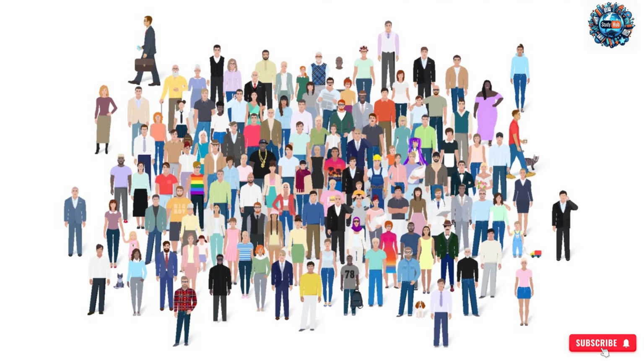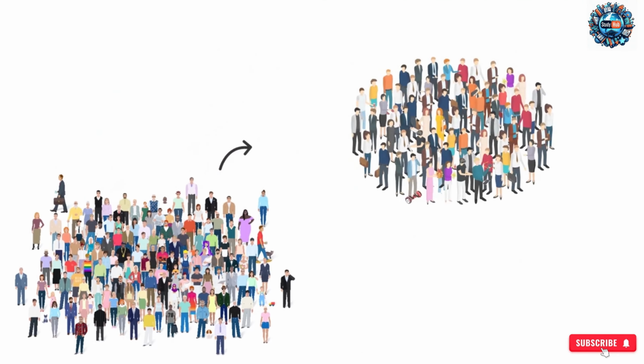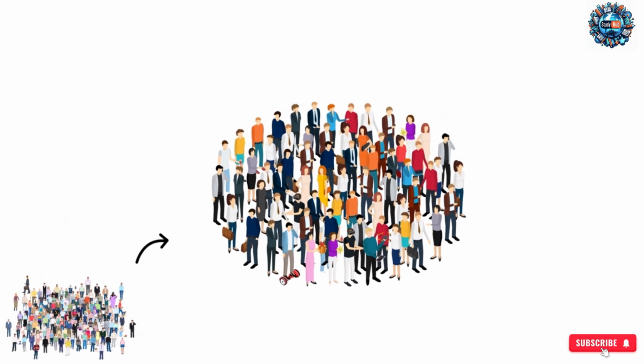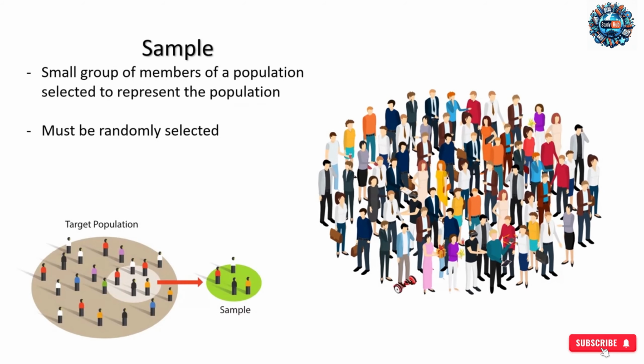Since we cannot get information for every individual of these populations, we take a sample, which is a part of the target population. Sample is a small group of population. It is a representative of the population. Hence, it has to be randomly selected. This process is called random sampling.